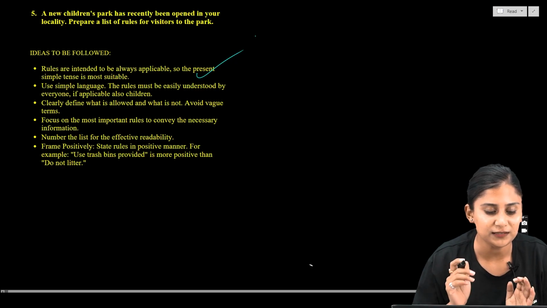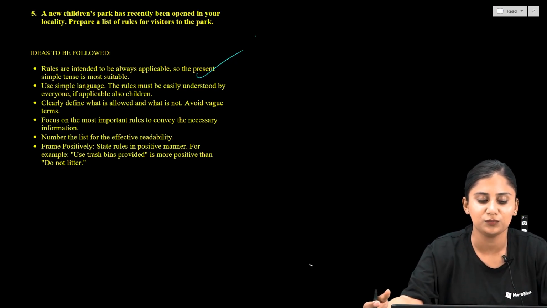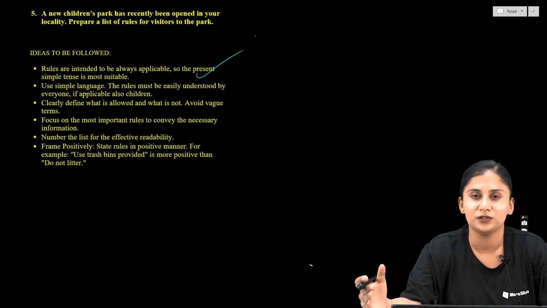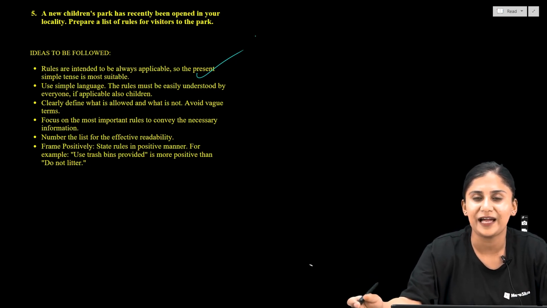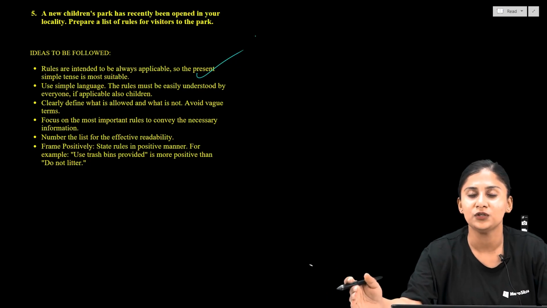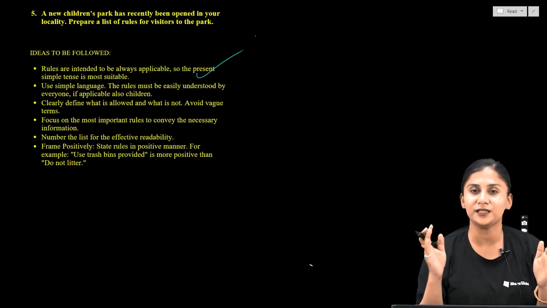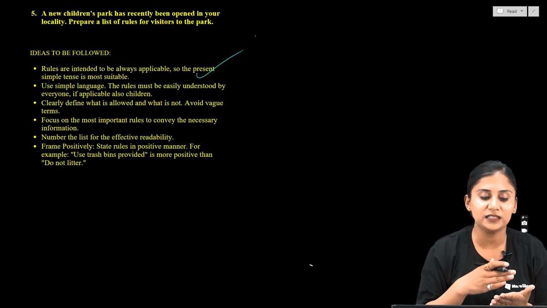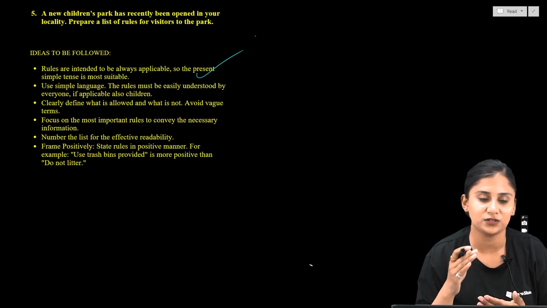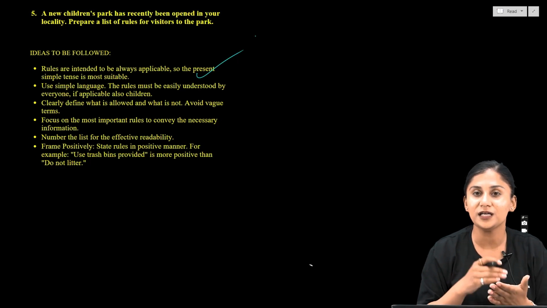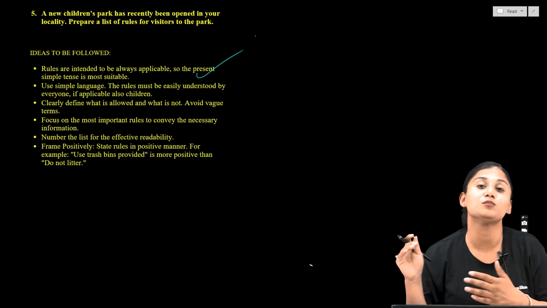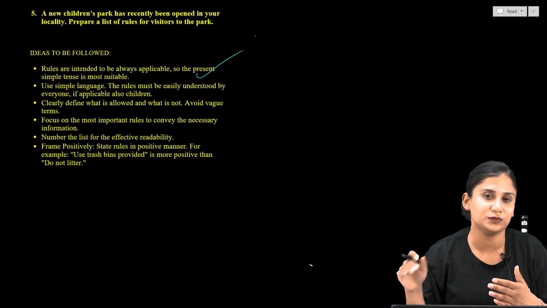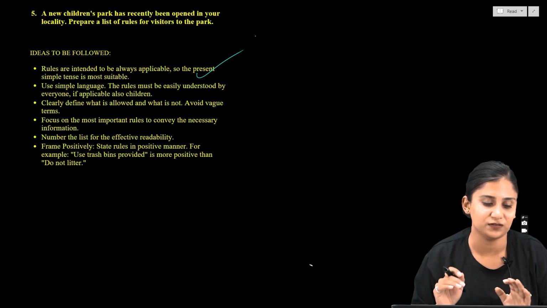So now next thing is we are supposed to focus on the most important rules to convey the necessary information. So we are not supposed to write the number 100 of rules. We should be including the rules that are supposed to be followed, and we must be very much watchful about the ideas that we focus on, the most important rules that are to be followed by the visitors in the park.